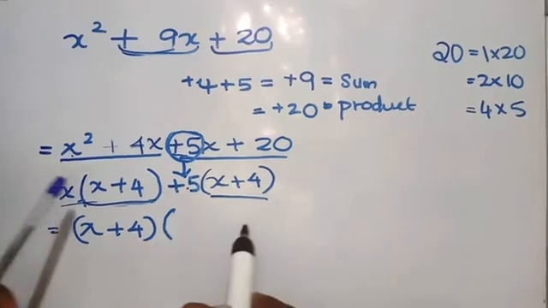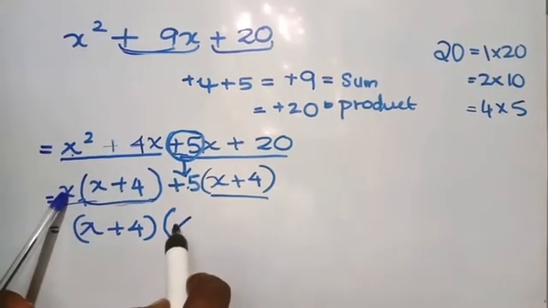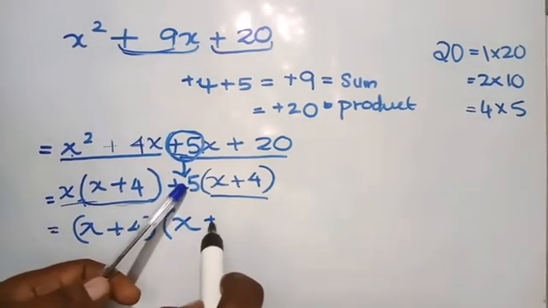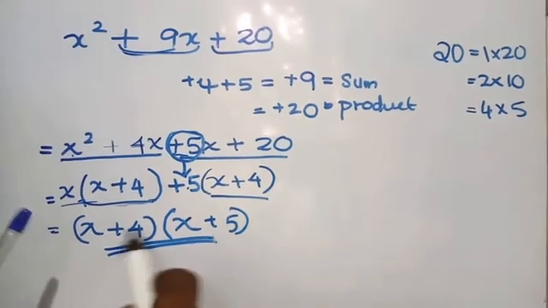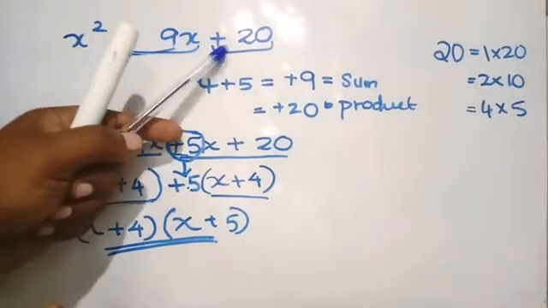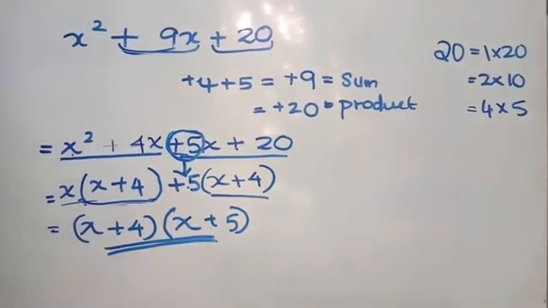If you take x plus 4 as a common factor, we get x from the first term and plus 5 from the second term. So that we got the factors of x squared plus 9x plus 20 as x plus 4 into x plus 5.